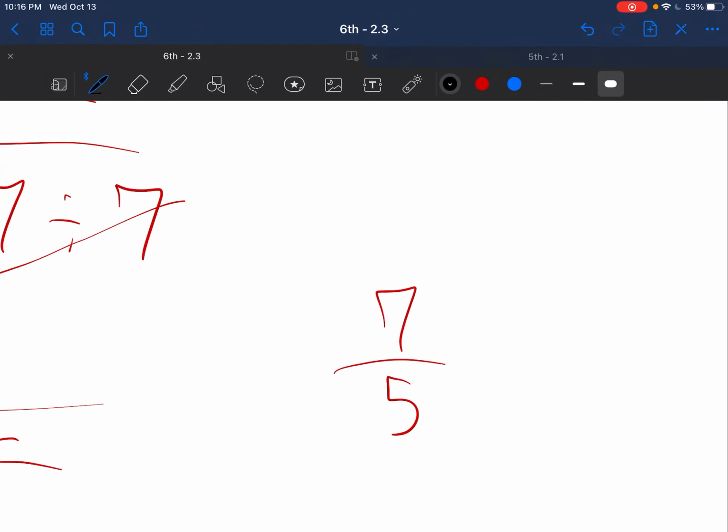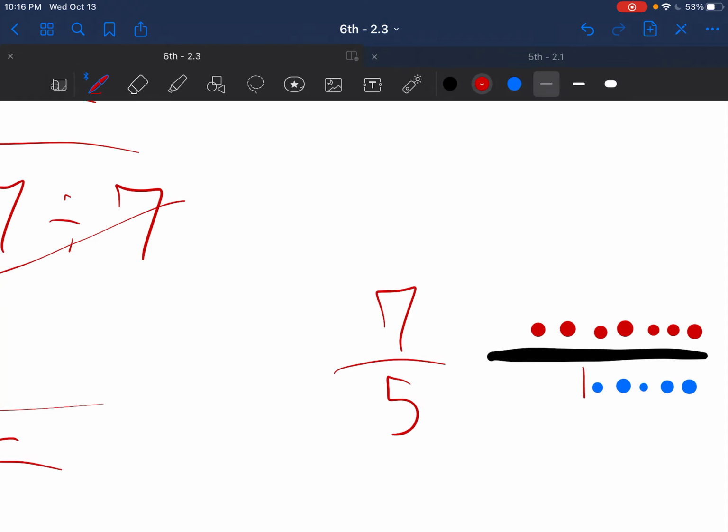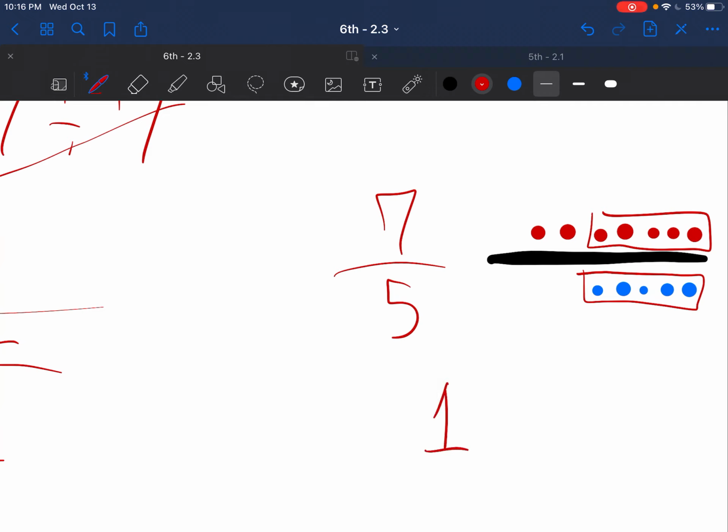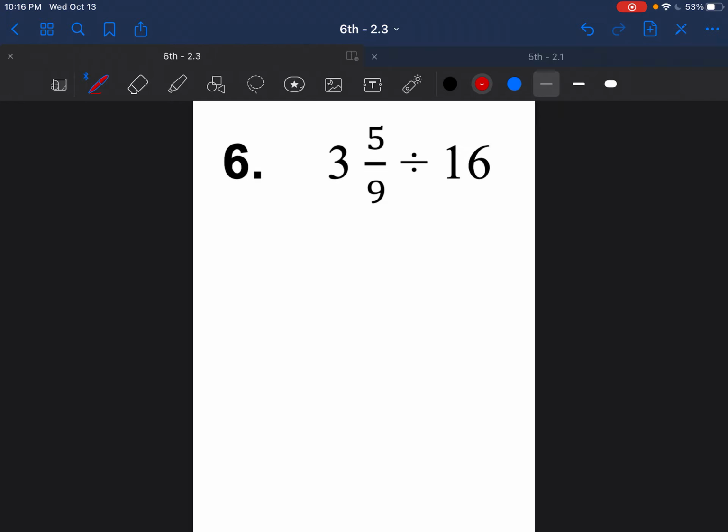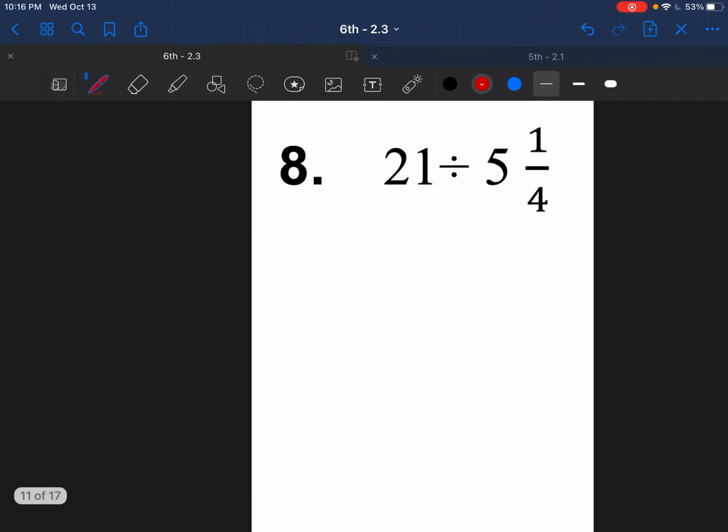So I need to find out how many times 5 can go into 7. If you already know, solve it. If you don't, we're going to do it by drawing it out. So I have groups of 5. We're dividing by 5. 1, 2, 3, 4, 5. 1, 2, 3, 4, 5, 6, 7. So how many times can 5 go into 7? Well, we know it can go into there 1 time. Our denominator stays the same, and what is left over? 2. So your answer for this problem is 1 2/5. Here we go. Let's see if we can do another one.